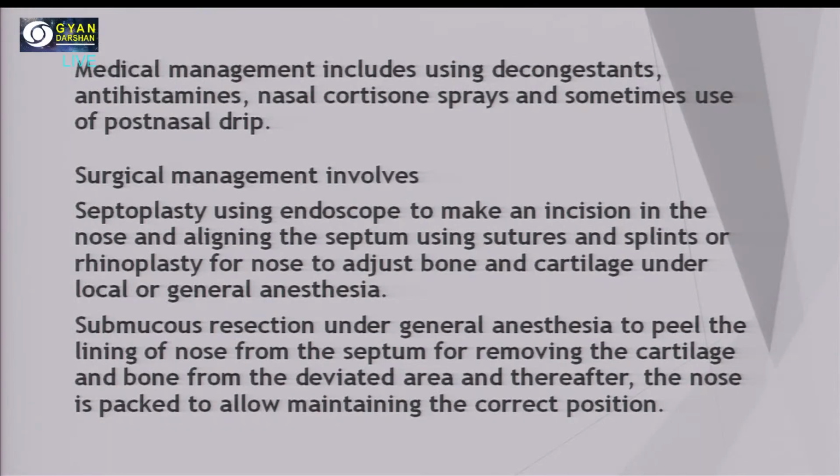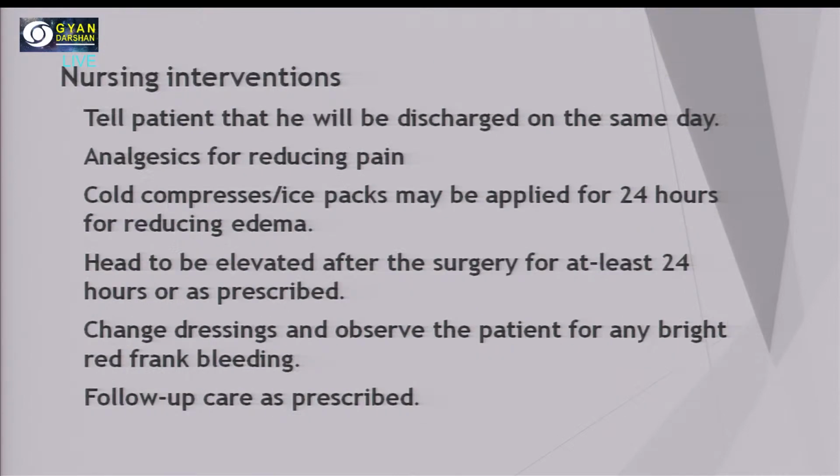Now, how do we manage it medically? The medical management involves decongestants, antihistamines, nasal cortisone spray, and sometimes treatment for postnasal drip. Surgical treatments involve septoplasty, in which the septum is incised and made into a straight line. We try to align the septum with the use of sutures and splints. Then submucous resection can also be done under general anesthesia, in which the nasal lining of the septum is peeled off, the cartilage and bone are removed, and we try to do a cosmetic surgery to improve the nose.